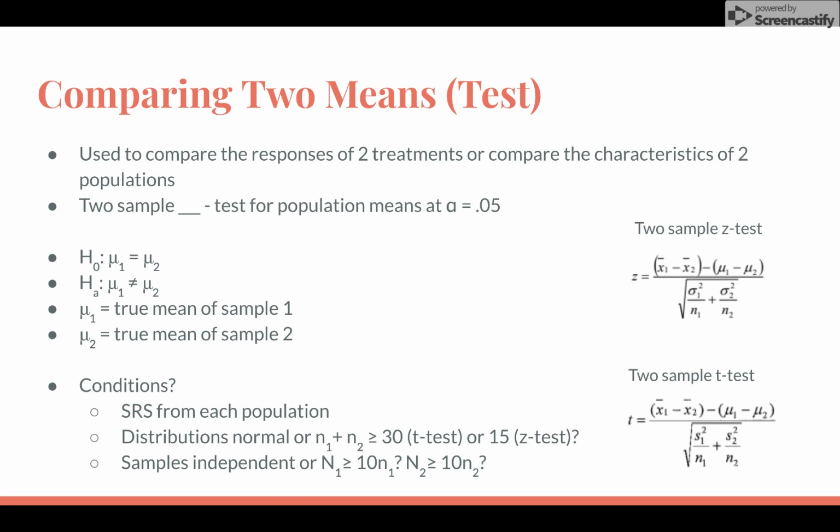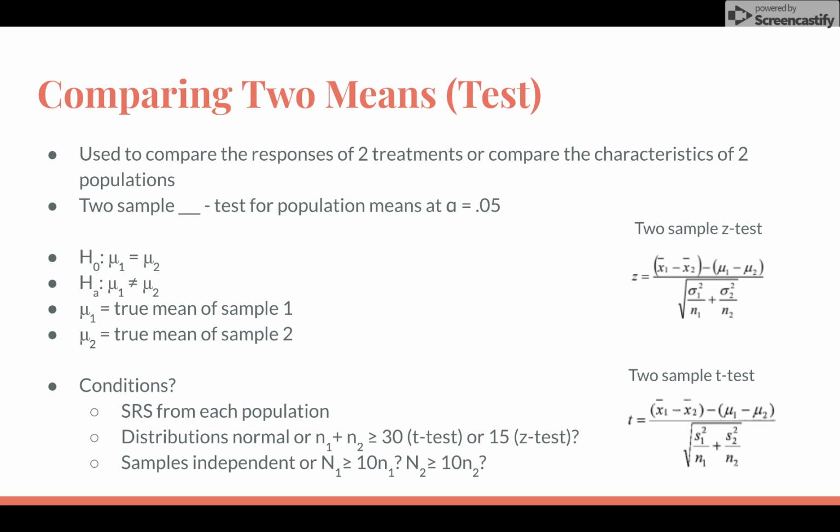And then you need to see if the conditions are met. So it needs to be an SRS from each population. The distributions need to be normal, or N1 plus N2 is greater than or equal to 30 for the t-test, or N1 plus N2 needs to be greater than or equal to 15 for a z-test. And then samples are independent, or the population needs to be greater than or equal to 10 times the sample, and then vice versa for the other sample too. You also have to write out the formulas, which are to the right hand.